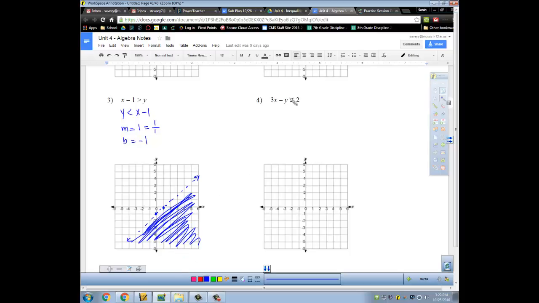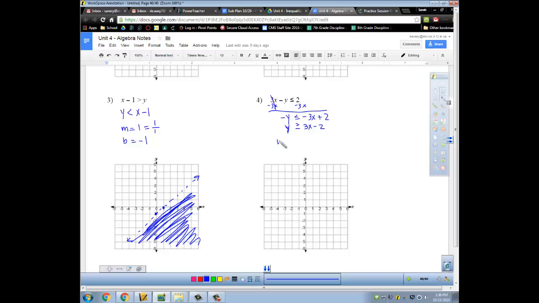Okay, and then last one, we want to get y by itself, so I'm going to subtract the 3x over. So we get -y less than or equal to -3x plus 2. I don't want a negative, so I'm going to change all my signs. Since I'm dividing by a negative when I do that, I'm going to flip my inequality symbol. That's just like dividing by -1 for all of your terms.